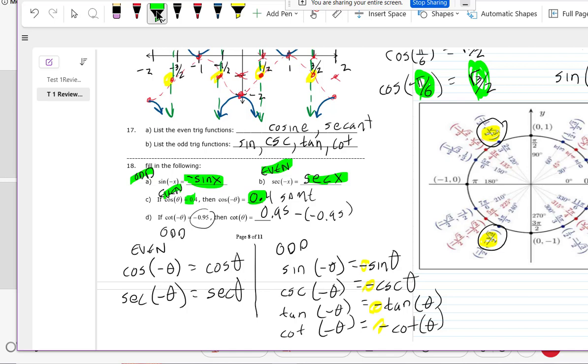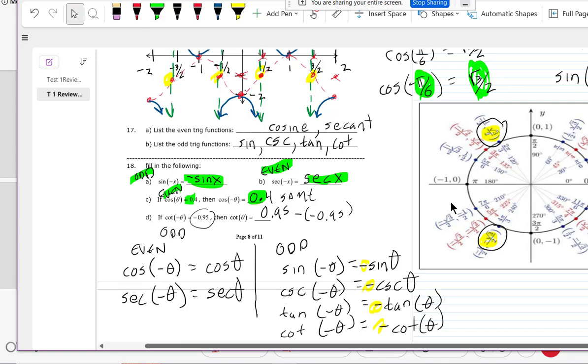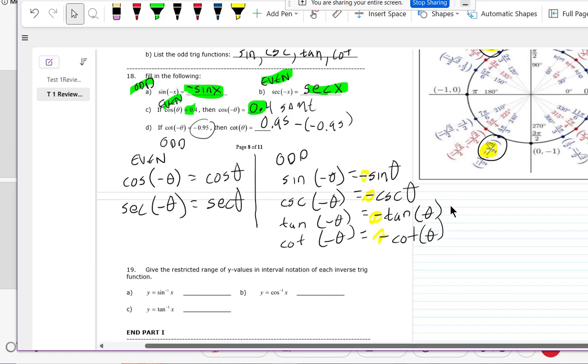Really, that's a super easy thing to do if you have the identities memorized, but it sure is helpful to really understand the math behind it.